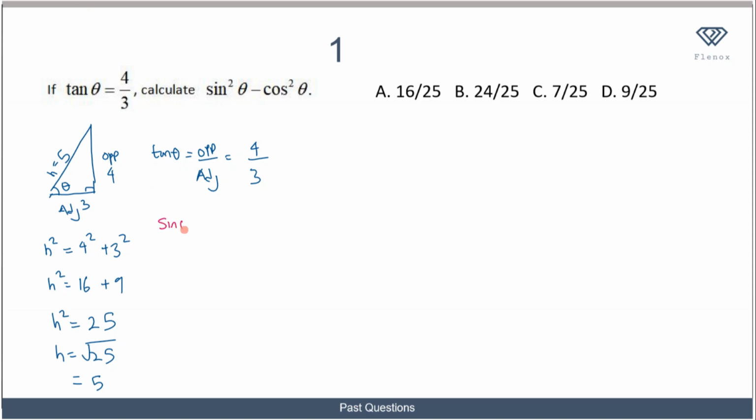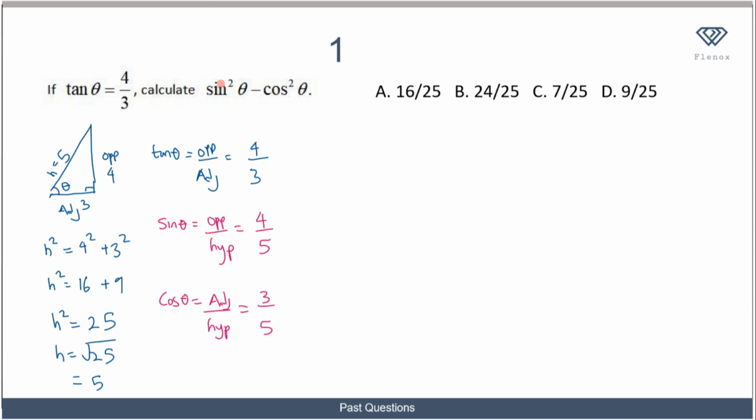So I can find the value of sine theta. Sine theta is equal to opposite over hypotenuse. My opposite is 4 and my hypotenuse is 5. Similarly, cos theta is equal to adjacent over hypotenuse. My adjacent is 3 and my hypotenuse is 5. So I found the value of sine theta and cos theta.